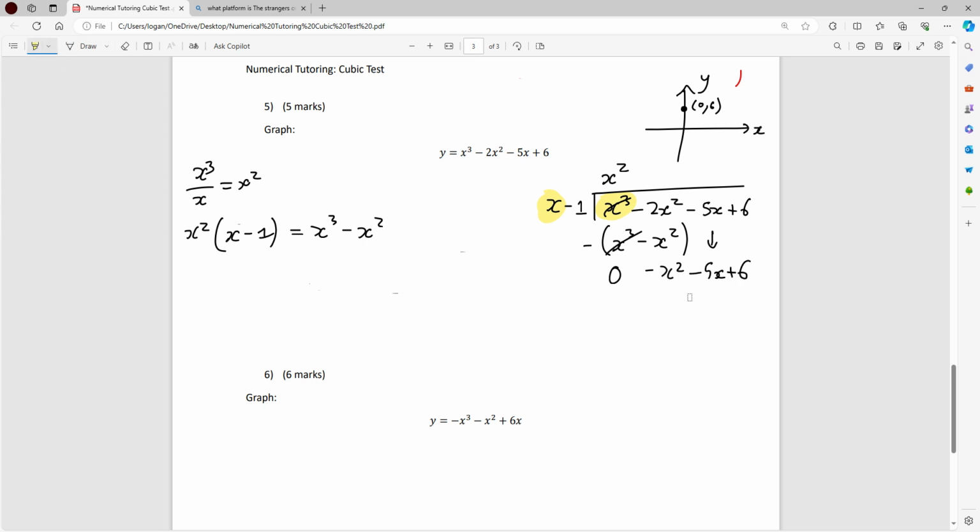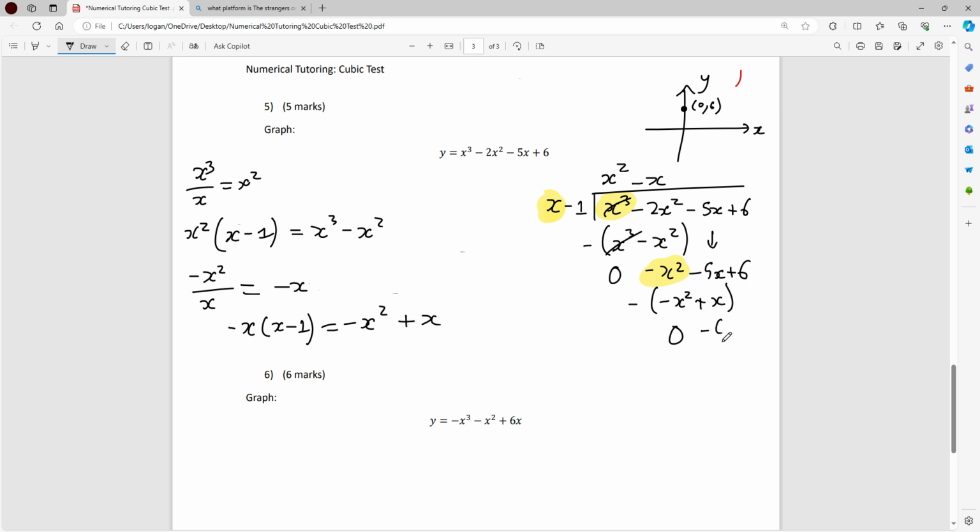Then it's the exact same process as before. So this divided by this. So negative x squared divided by x equals negative x. Then you chuck that up there. So negative x. And then you times it by the factor. So negative x times by x minus 1 gives you negative x squared plus x. Okay, chuck that down here. So negative x squared plus x. So you can see that first term cancels out to give 0. Then you get negative 5x minus x gives you negative 6x, and then plus the 6 down here. Then same thing again. It's going to be this divided by that. So that gives you negative 6. And then I've run out of room. Let's get rid of this.